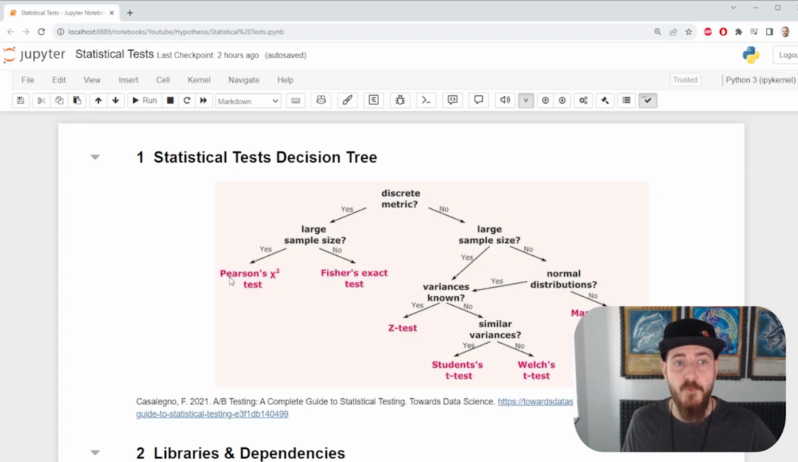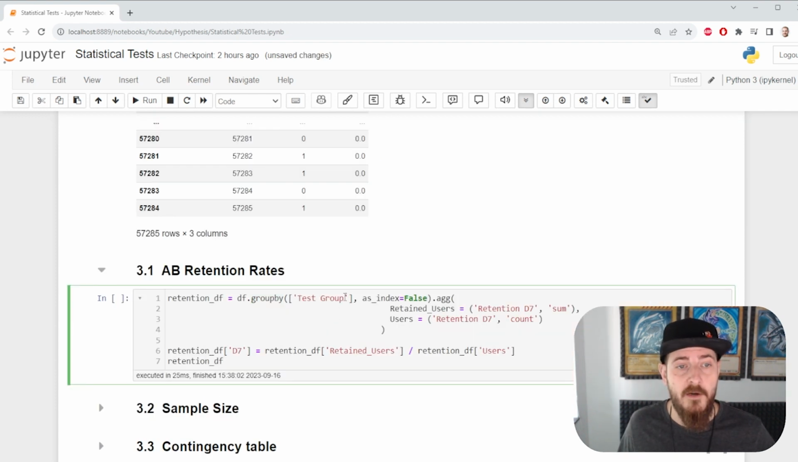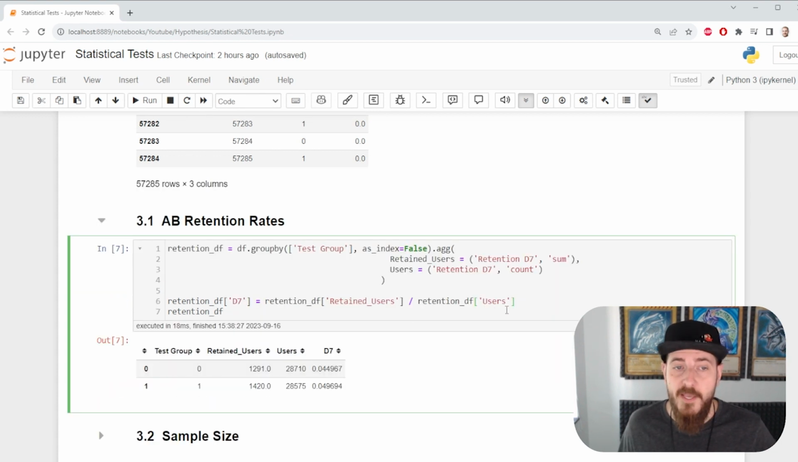Okay. Enough prep work. We know our metric is discrete. Now we have to answer the question, is our sample size large? Let's go ahead and aggregate our data by test group. We're calculating our day 7 retention rate, and we see our control group has close to 4.5% retention, whereas our variant has close to 5. Now we have to answer, is this uplift significant? Or is it due to random noise?